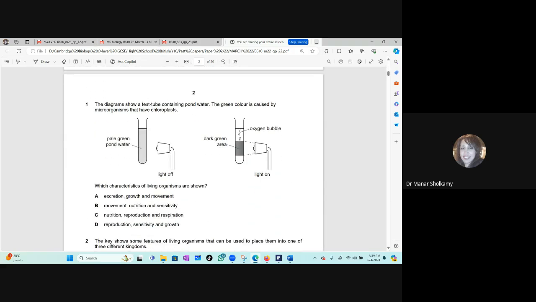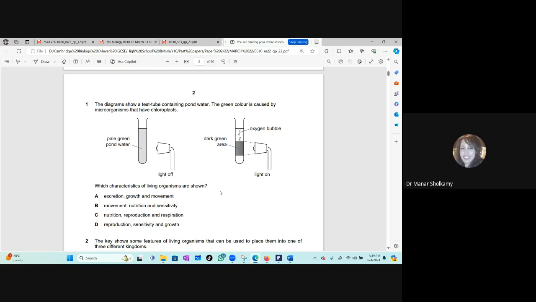Okay, nice. The diagrams show a test tube containing pond water. The green color is caused by microorganisms that have chloroplasts. Which characteristics of living organisms are shown? Look at the diagram and tell me. B. Sensitivity, movement.